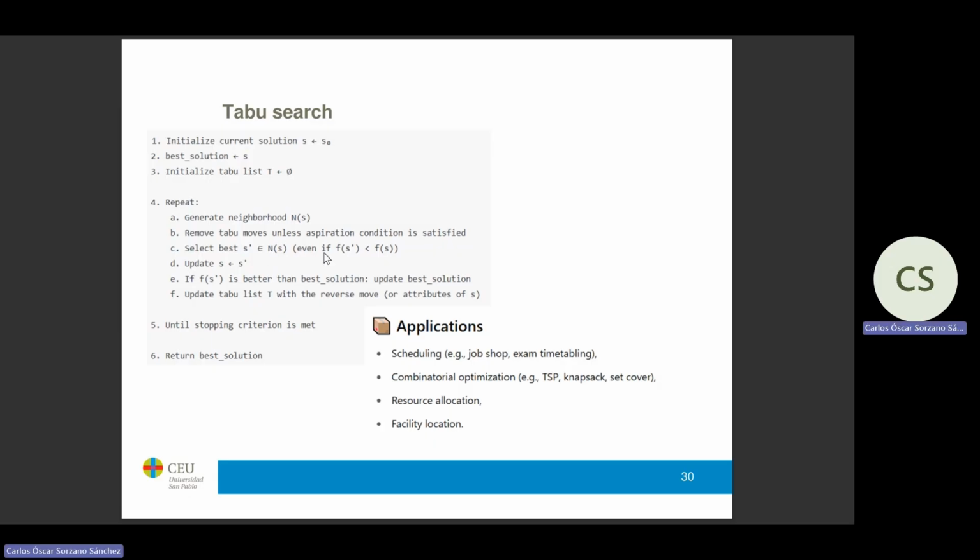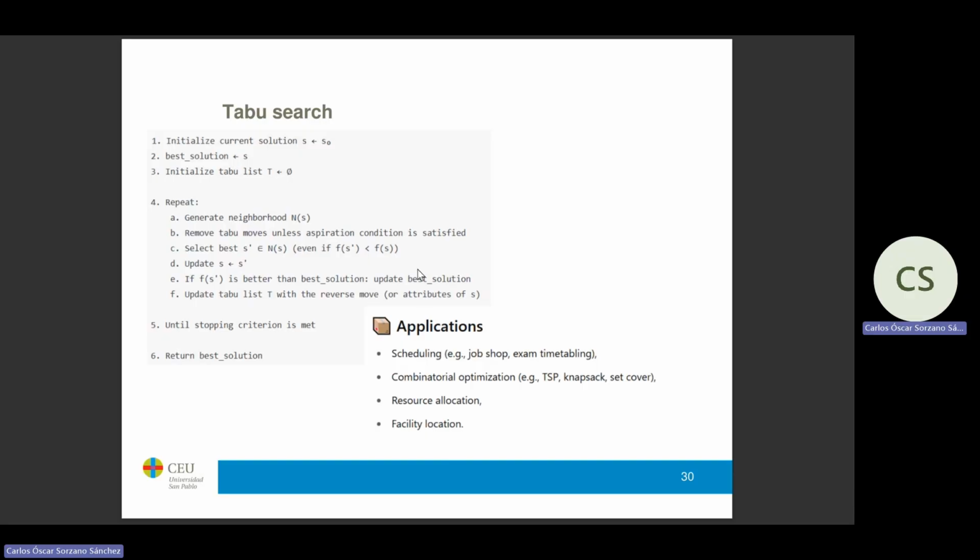We are maximizing. So even if you are getting worse, you get the best S prime and then update your current state. If S prime is better than the best solution, you update your best solution. So you see that you will keep track of the best solution. And here you're not necessarily bound to get better. If your current solution S is better than S prime, you don't stay at S. You keep exploring the neighborhood. And then you update the taboo list so that you don't go back to S.